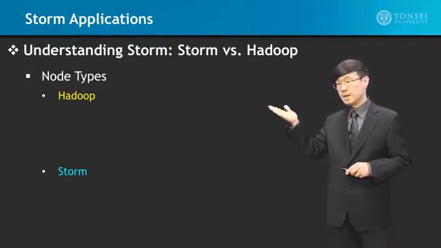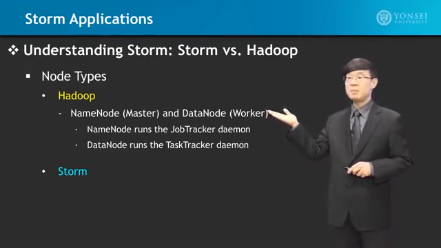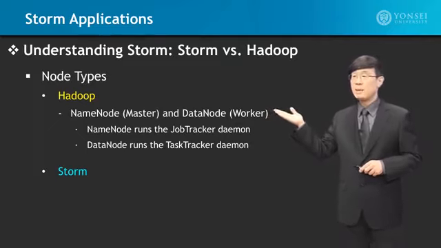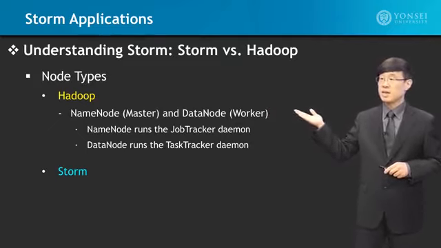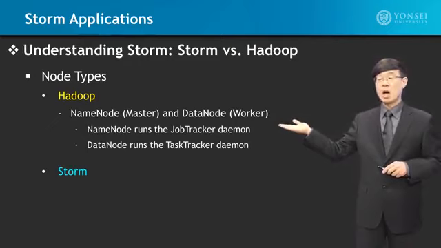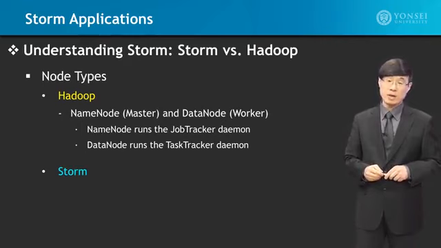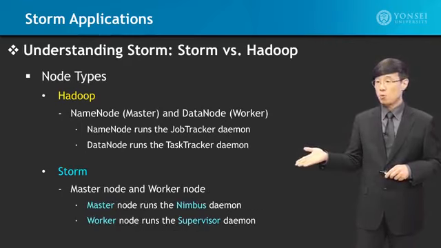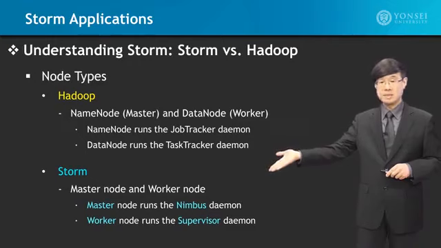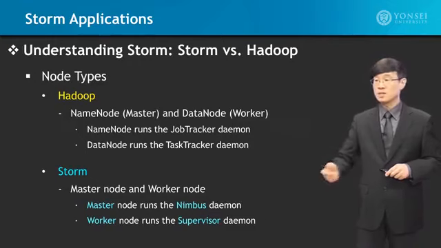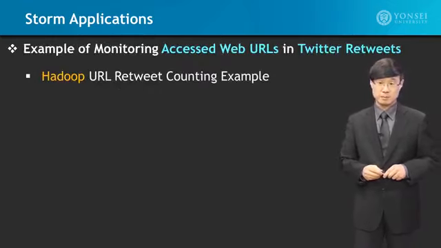Node types: in Hadoop, we had name nodes and data nodes. The name node was a master node, and the data node was a worker. The name node runs the job tracker daemon, and the data node runs the task tracker daemon. In Storm, we have a master node and a worker node. A master node runs the Nimbus daemon, whereas the worker node runs the supervisor daemon.